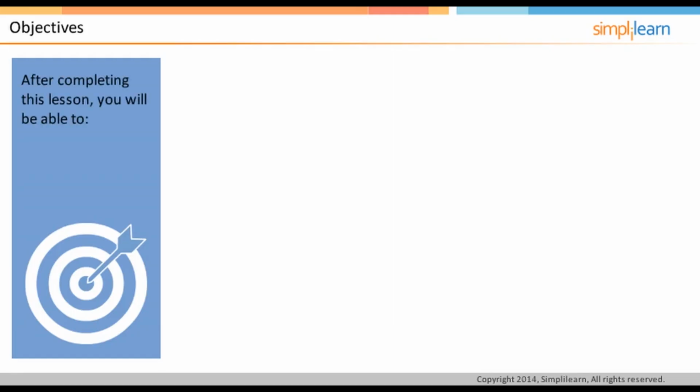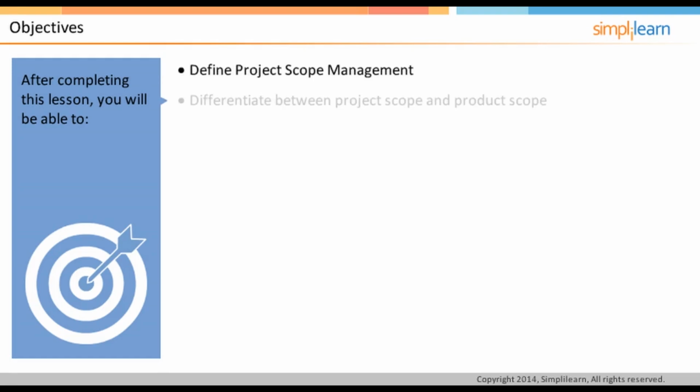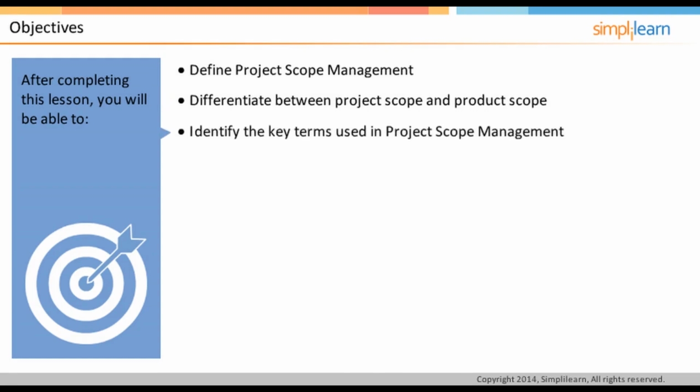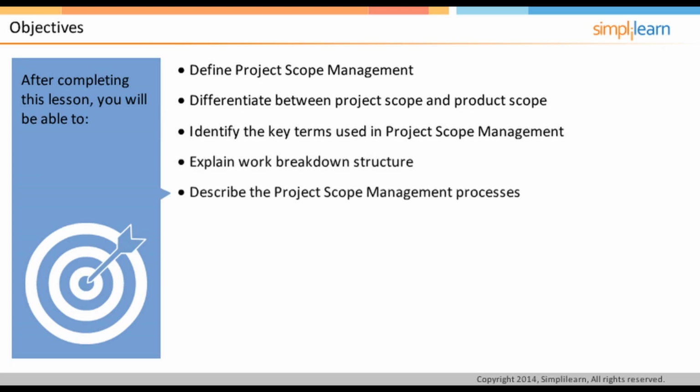After completing this lesson, you will be able to define project scope management, differentiate between project scope and product scope, identify the key terms used in project scope management, explain work breakdown structure, describe the project scope management processes. In the next screen, let us take a look at Project Management Process Map.